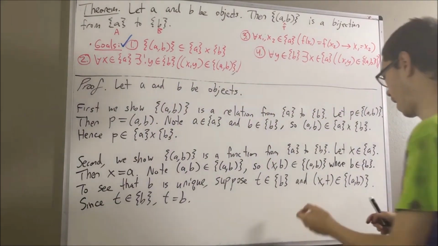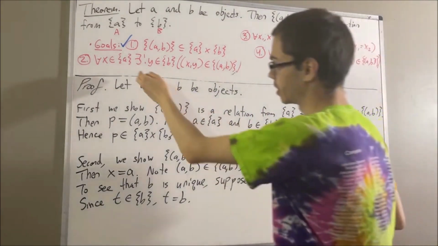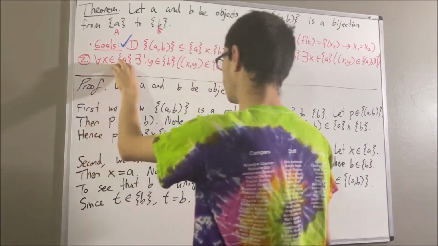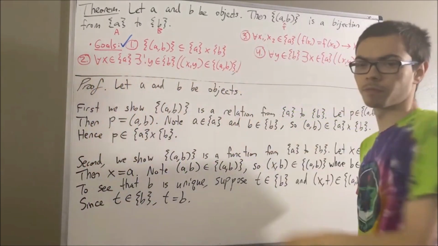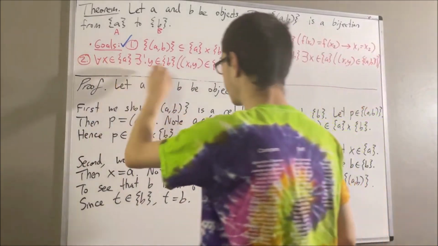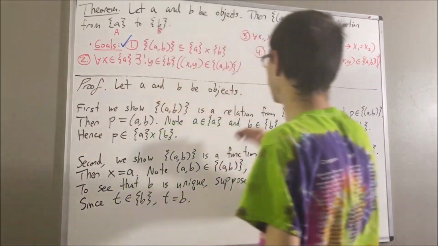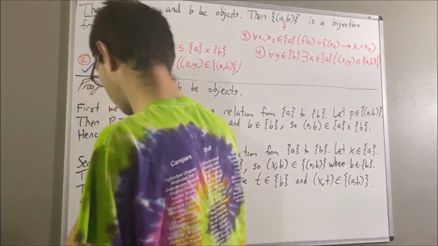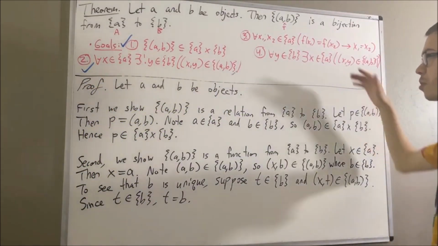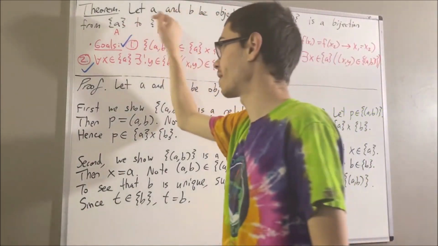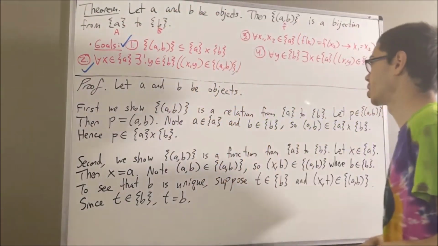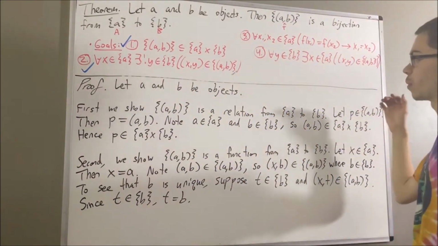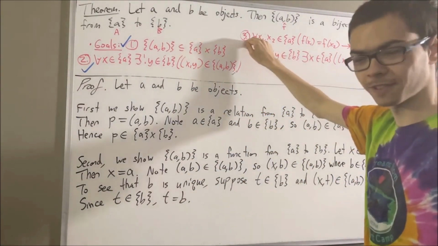And since X was an arbitrary element of the singleton set of A, this means for all elements in the singleton set of A, this is true. So we have proven this second statement. So we have proven that our set of ordered pairs is a function from this set to this set. Now that we've shown that, we would like to show that it is a bijection from this set to this set. And we're going to start by proving that it's injective.